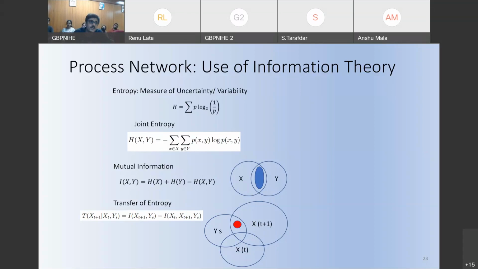So when you're talking about information theory, the first thing is known as entropy. Entropy is the measure of uncertainty. Or it's sort of showing the importance of the information. So I'll tell you how it shows the importance of information.